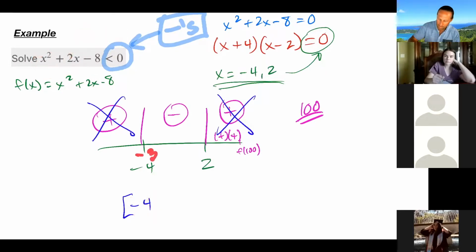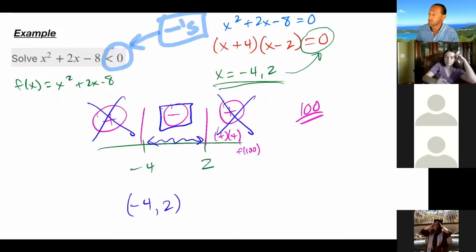But -3.9999999, for all you inglorious people out there, for my movie buffs, works. And I don't want to leave any answers out, so I'm going to say, you know what? Not -4, but from there all the way to 2, not including 2. All of this stuff.